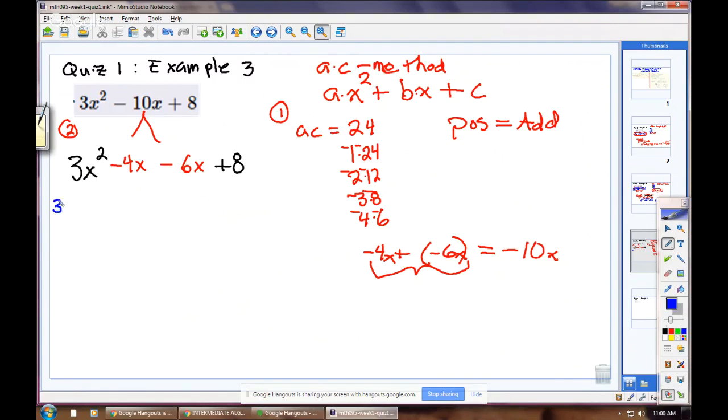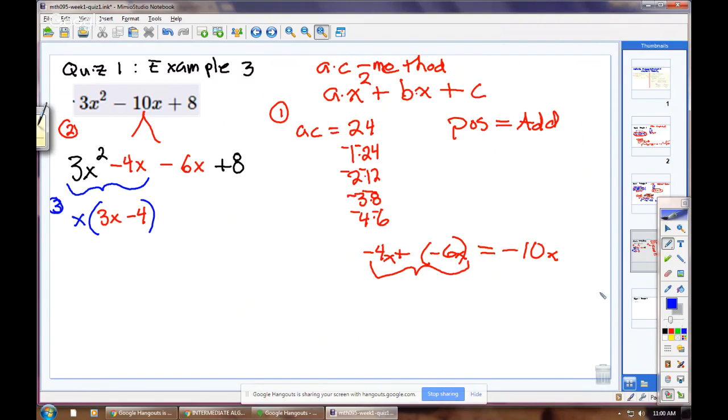Step 3 of the AC method is what we call factor by grouping. That's where I look at the first pair and ask, what do they have in common? Well, they have an x in common, so I'm going to pull the x out. And what's left behind when I factor the x out? Well, factoring is like dividing. x goes into 3x squared, leaving a 3x, and x goes into negative 4x, leaving a negative 4. So that's the remaining factor. And I move over to the next part.